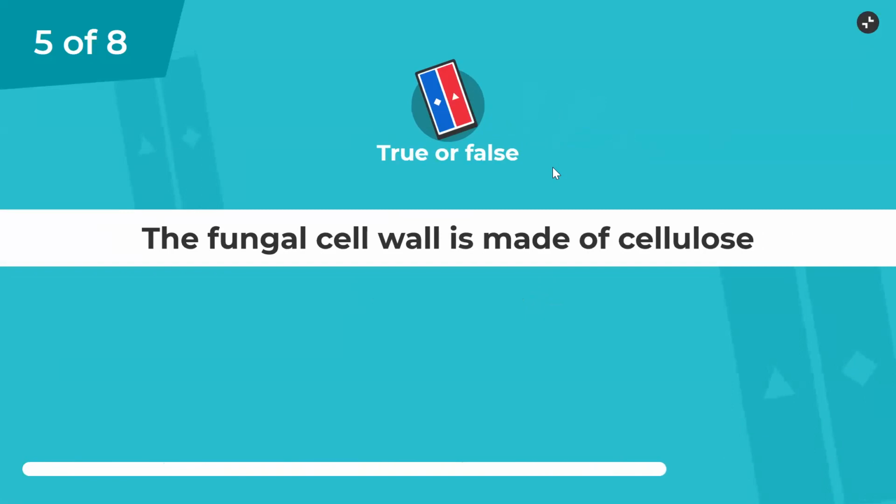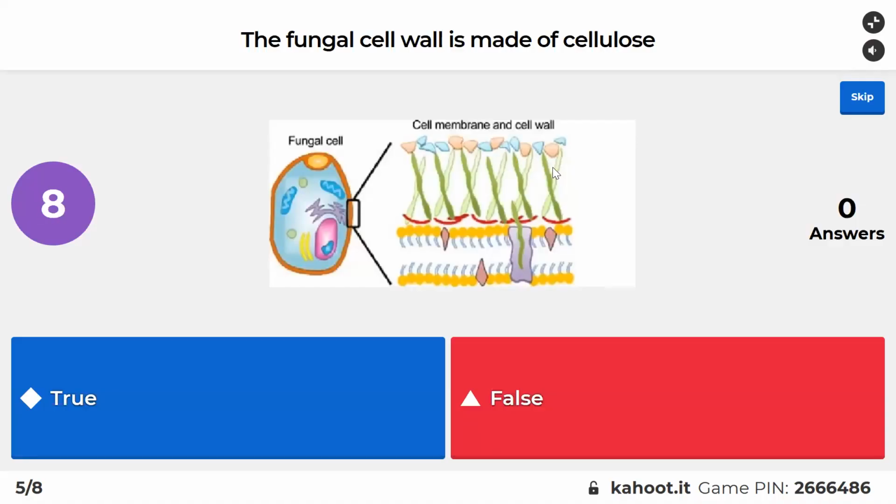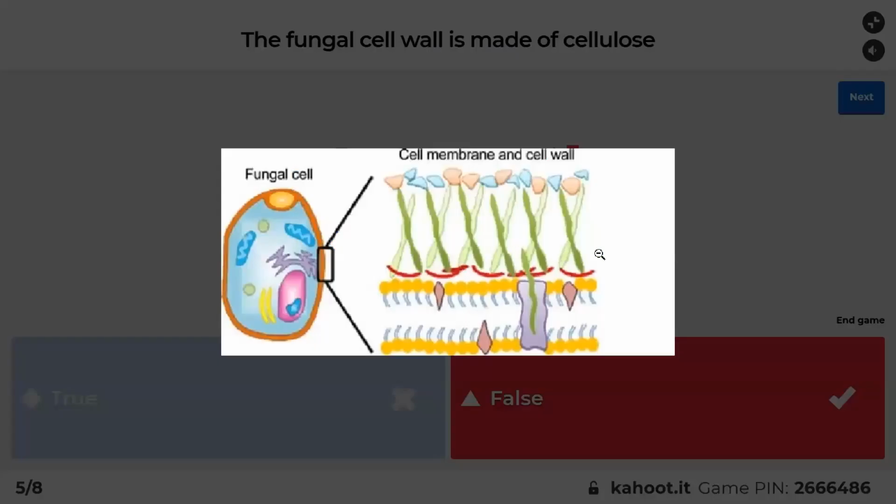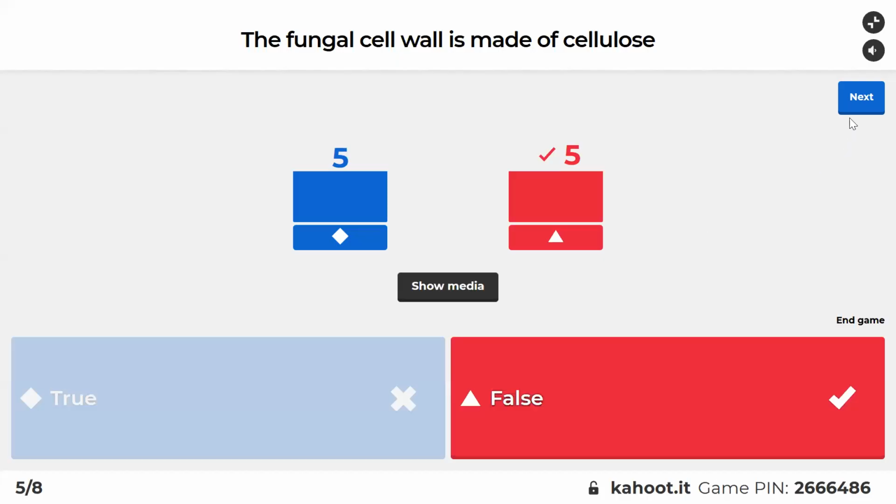Question 5, the fungal cell wall is made out of cellulose. So the correct answer is false. It's not shown here, but this material is actually chitin, not cellulose. Remember, it's the plant cell wall that is made of cellulose.